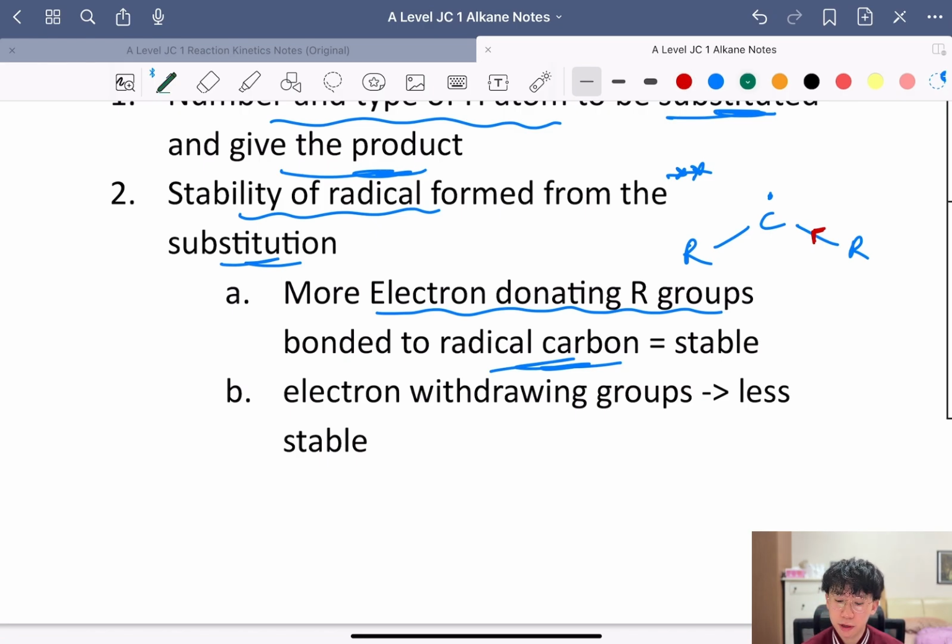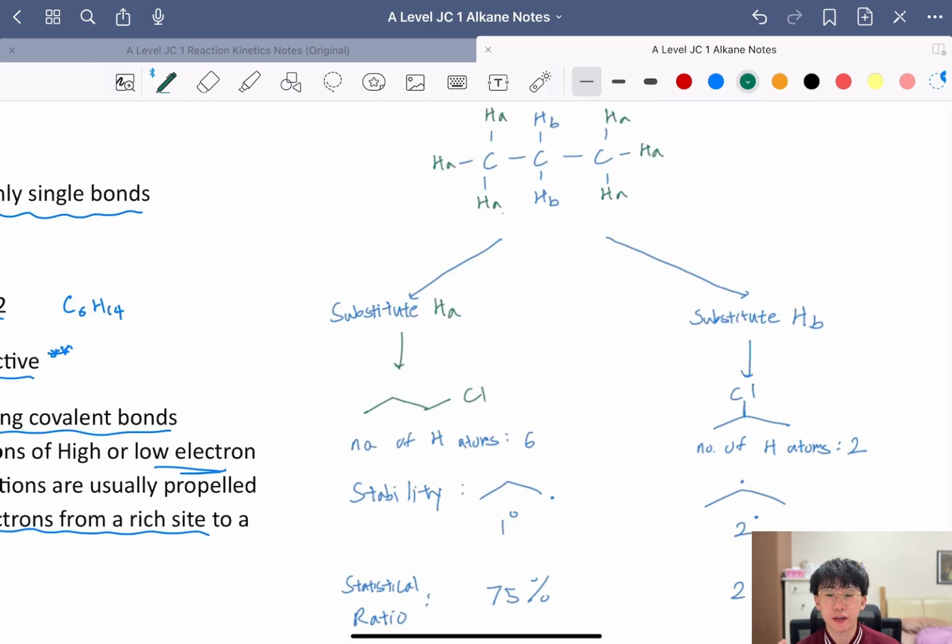And the opposite effect will happen if you have electron withdrawing groups. For example, if I have a Cl over here, the Cl is electronegative and is going to take away electrons from the carbon. Because of that, the carbon is actually more electron hungry and it is less stable to be formed. If you take a look over here, you can see how the different factors play a role in predicting the ratio of the mono-substituted product.